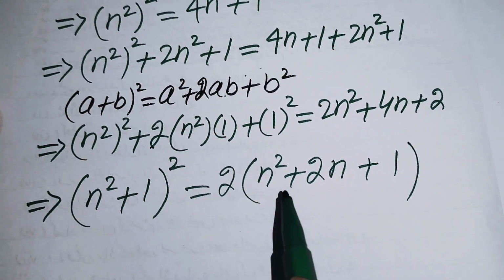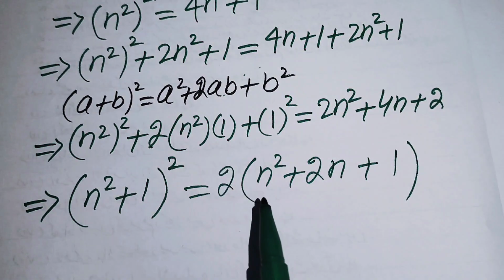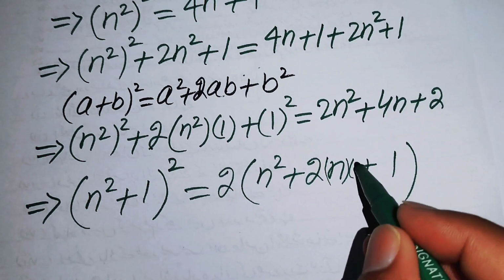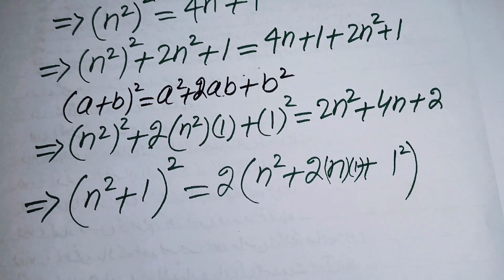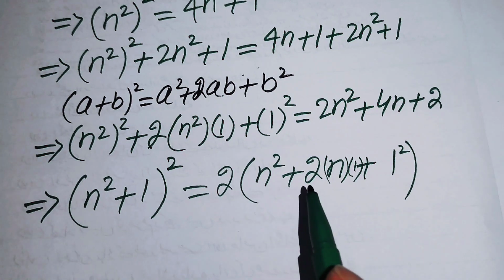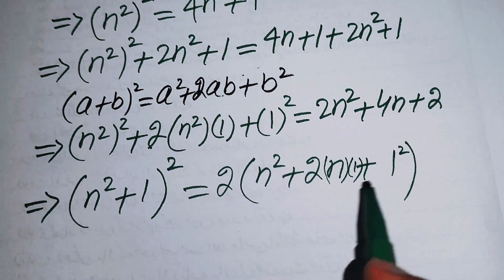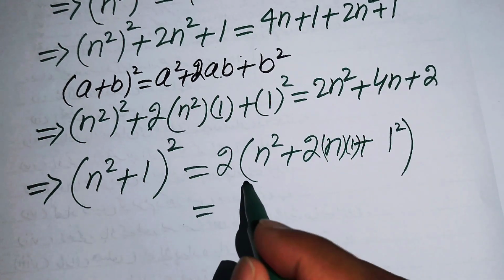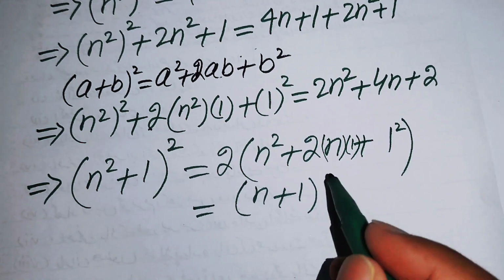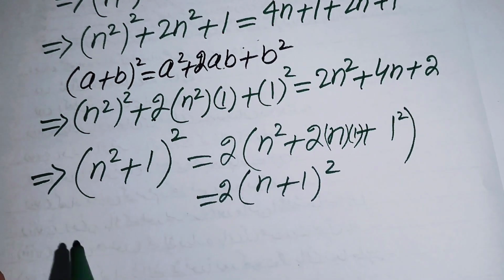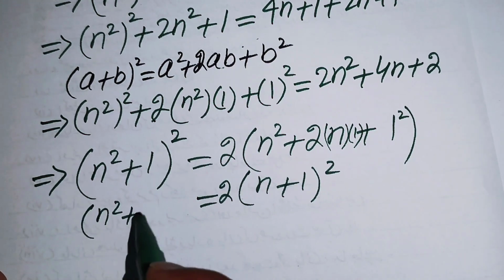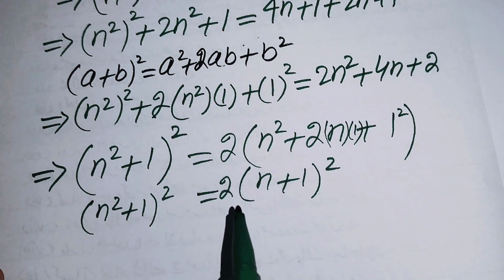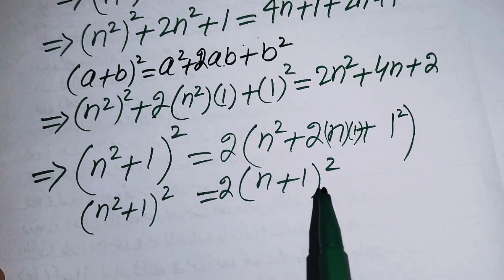Similarly, now I can make the right hand side into the formula. You see that we have n squared plus 2 times n, we can write it as n times 1 and we write 1 as 1 squared. So this means you have a squared plus 2 times ab plus b squared, which again becomes this formula, and now we can write this as n plus 1 whole squared, and this is the 2. So after some simplification we get the given equation in the form of n squared plus 1 whole squared is equal to 2 times n plus 1 whole squared.